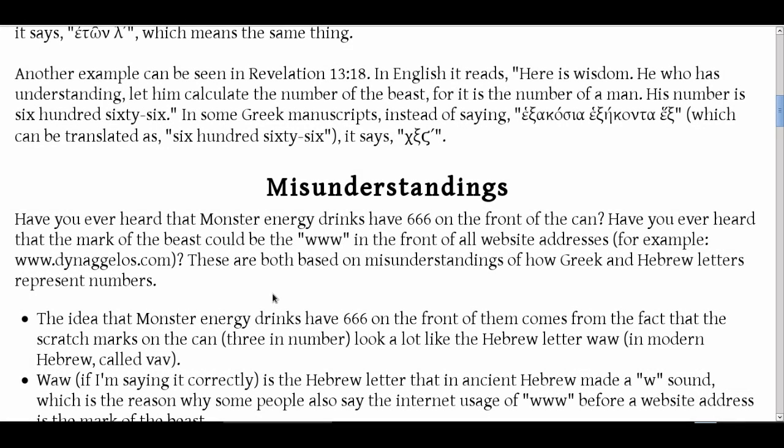Misunderstandings. Have you ever heard that Monster energy drinks have 666 on the front of the can? Have you ever heard that the Mark of the Beast could be the www in the front of all website addresses? For example, www.dinoglass.com. These are both based on misunderstandings of how Greek and Hebrew letters represent numbers.